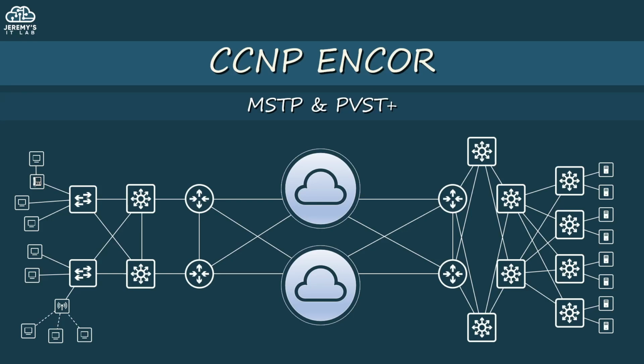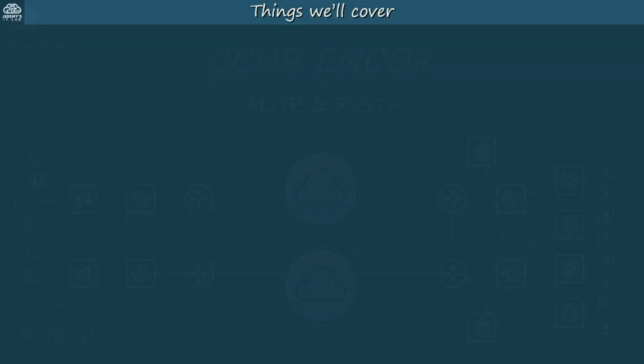This is a complete course for the CCNP ENCOR Enterprise Core exam. In this video, we'll examine how switches running MSTP interact with switches running PVST+ or Rapid PVST+. Ideally, all switches in the LAN will run the same version of STP, but it's important to know how switches running different versions interact. Here's what we'll cover in this video.